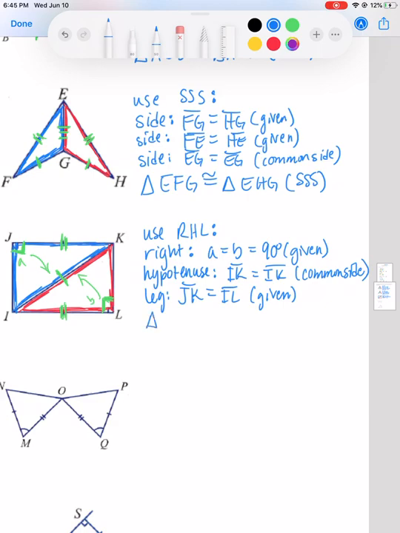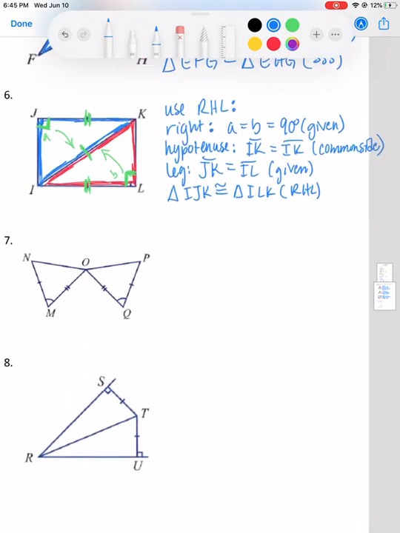Okay, so because we established those three correspondences, our two triangles, the red and the blue one, are congruent to each other. So triangle IJK is congruent to triangle ILK by RHL. Okay, so we have that one done. Go ahead and pause the video, try number 7.